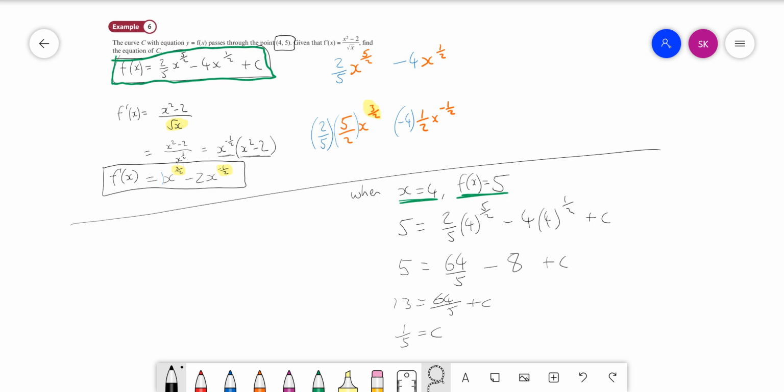I've not yet finished though, because I now need to combine that with my function so that I can find the equation of c. So my answer is f of x equals 2/5 x to the power of 5 over 2 minus 4x to the power of a half plus 1/5. You could have written y equals that as well.